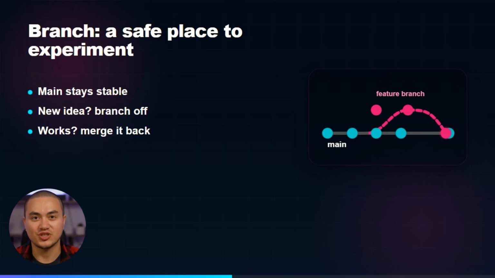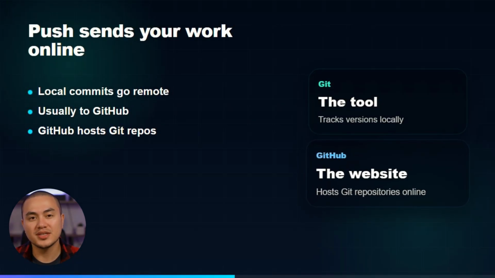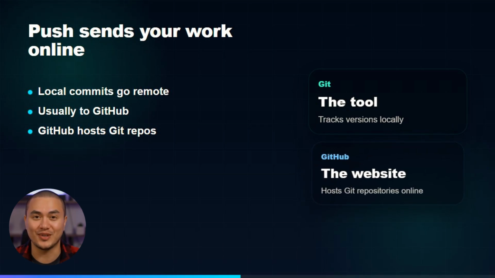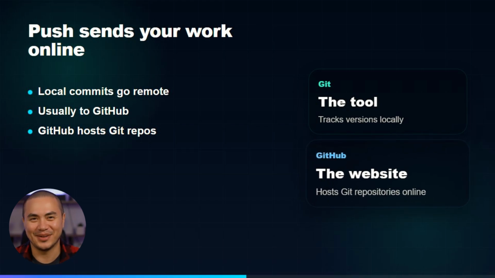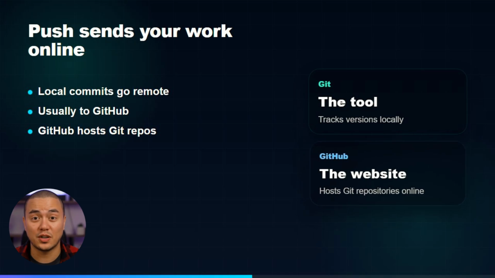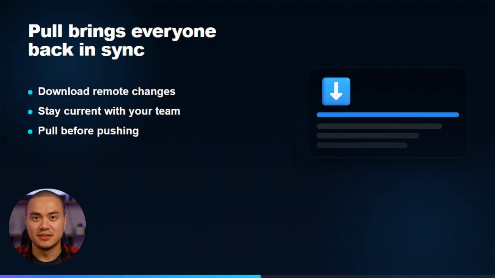Git doesn't judge. A push is when you send your local commits to a remote server like GitHub, which is the most popular platform for storing Git repositories online. And look, GitHub is not Git, by the way. Git is the tool. GitHub is the website that hosts your Git repos. People mix these up constantly, so just keep that in mind. A pull is the opposite. You're downloading changes from the remote repo to your local machine. If someone on your team pushed new code, you pull it down to stay in sync.